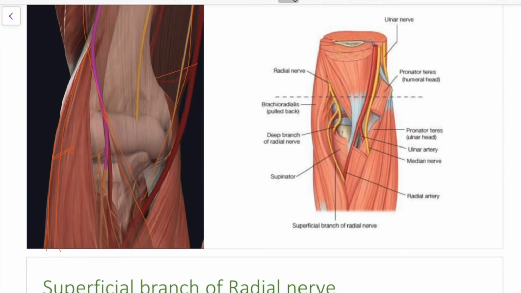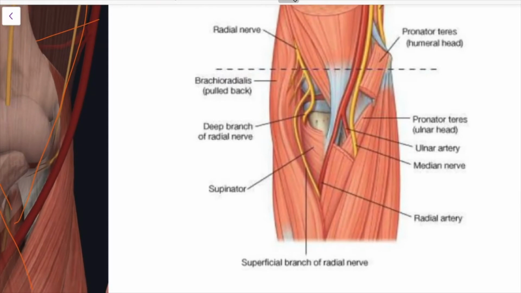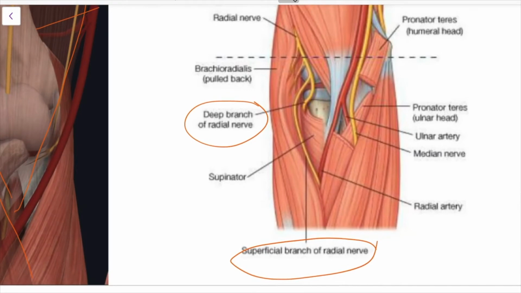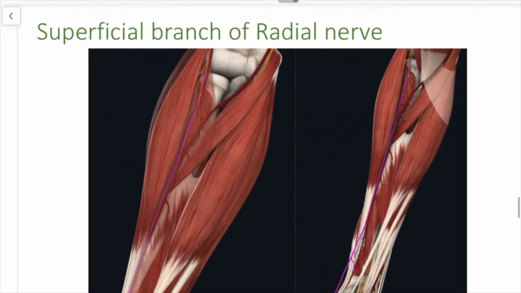Now the radial nerve is one of the cubital fossa contents, and it's the most lateral part. It's now here at this area, the radial nerve will terminate and will give 2 branches: the deep branch of radial nerve and the superficial branch of radial nerve. Now the deep branch is a motor branch, and the superficial branch of radial nerve is a sensory branch. That makes sense because the deep muscles are deep and skin is superficial. So let's take each one of them individually.